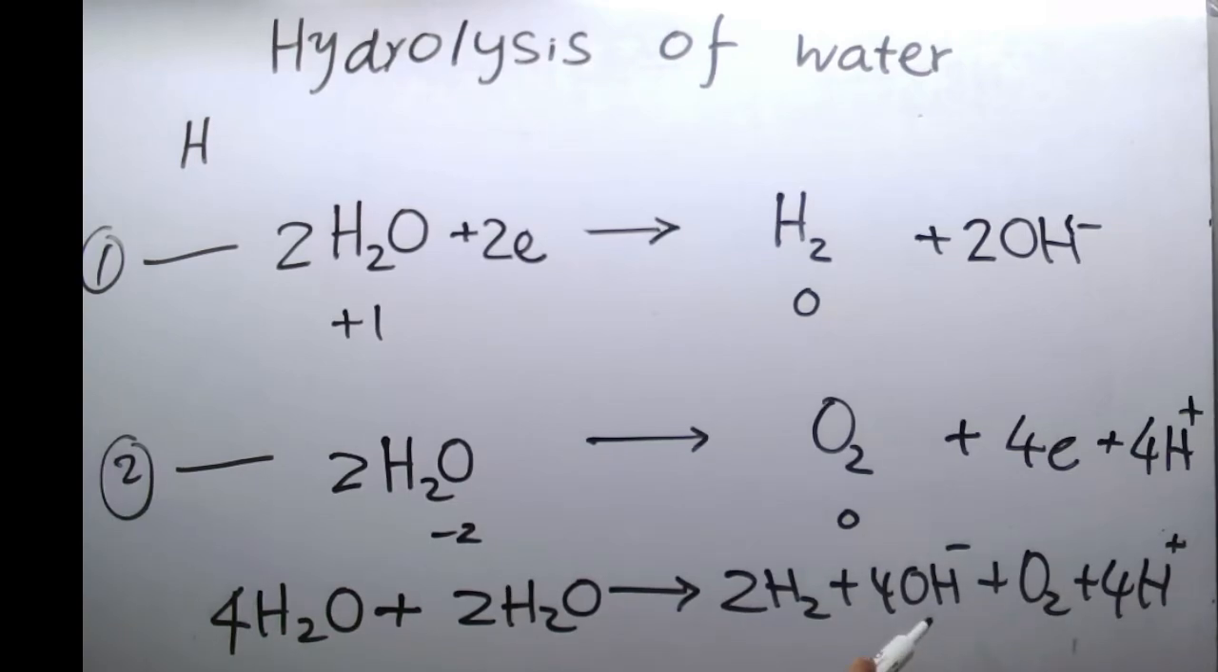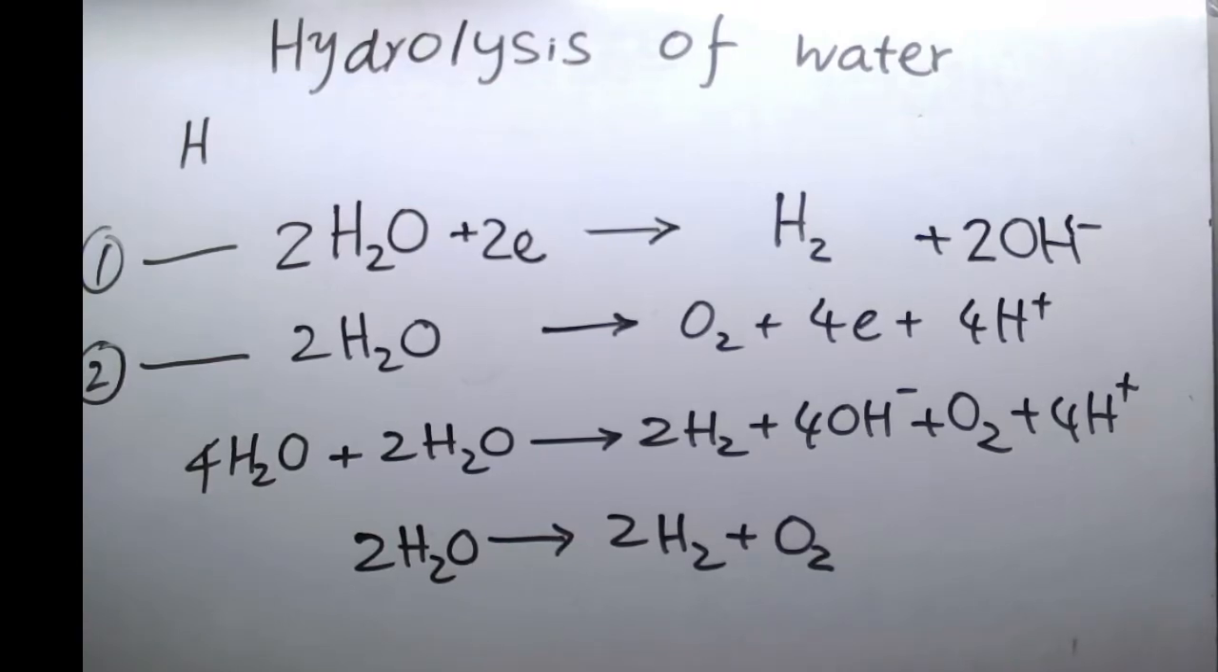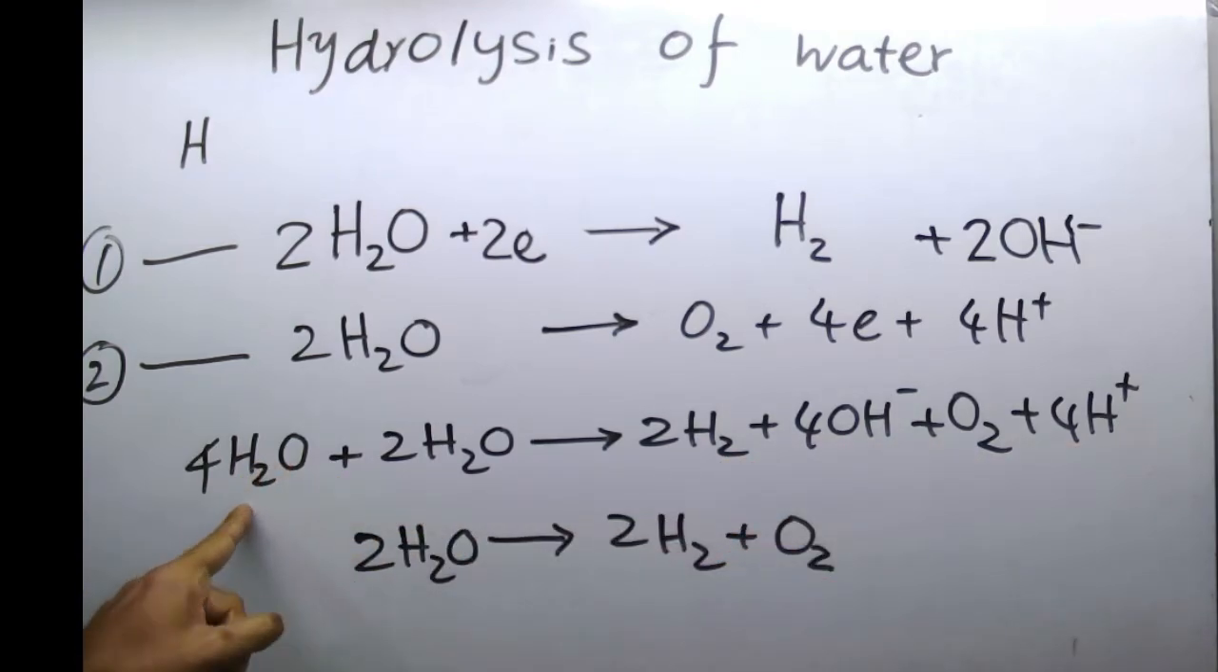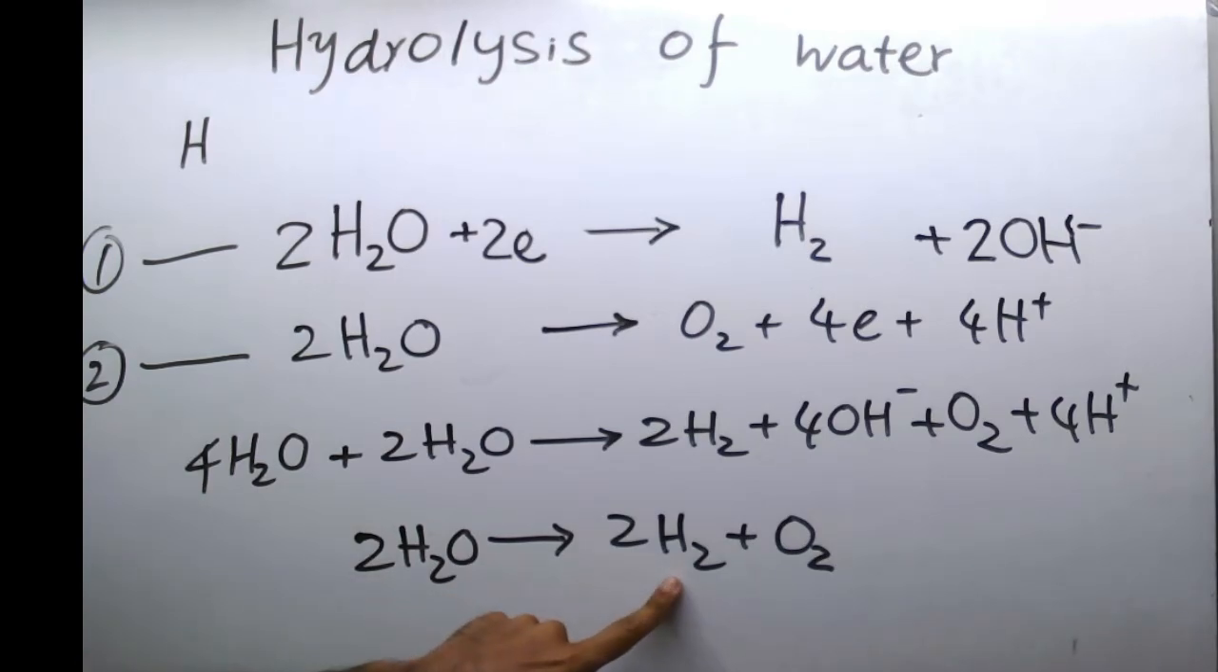Now here these 4 hydroxyl ions and 4 hydrogen ions mean 4 water molecules. So we can cancel out these 4 water molecules and these ions. Now this is the net reaction. As mentioned earlier, 4 hydroxyl ions and 4 hydrogen ions cancel out for these 4 water molecules, and when we hydrolyze water, hydrogen and oxygen will be produced.